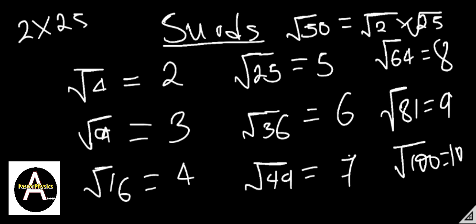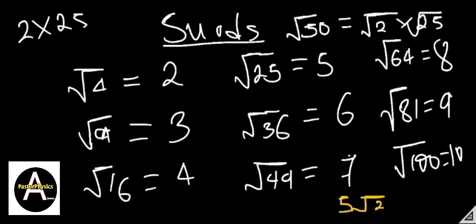But from your table, make sure you write down this table, because we'll be referring to it as time goes on. From your table, we know that 25 is a perfect square. So we write the 2, that is root 2. Then the root of 25 is 5. So that will be 5 root 2. Simple, right?